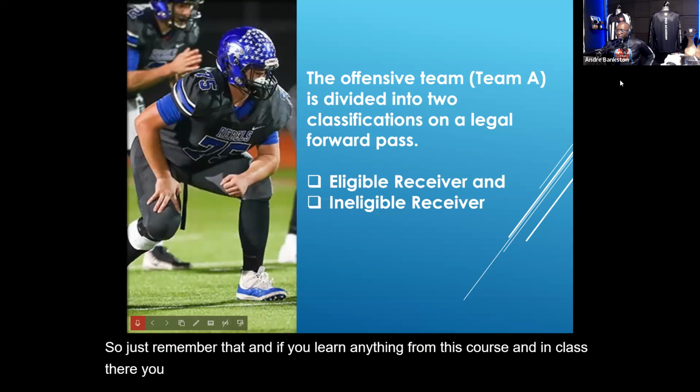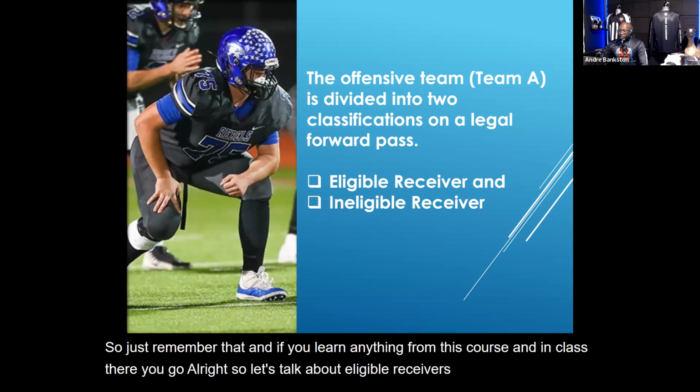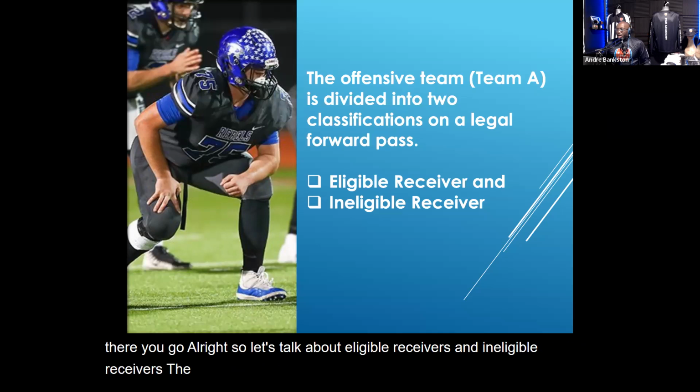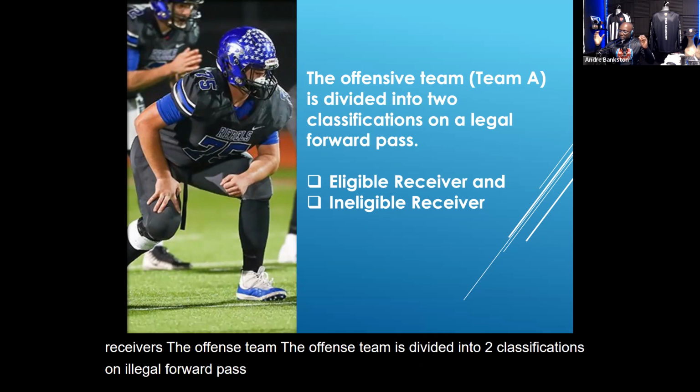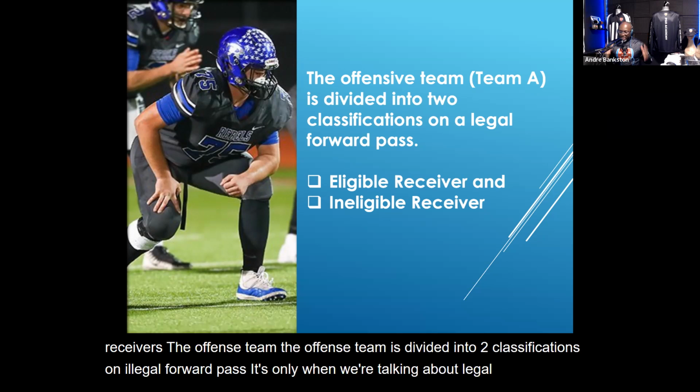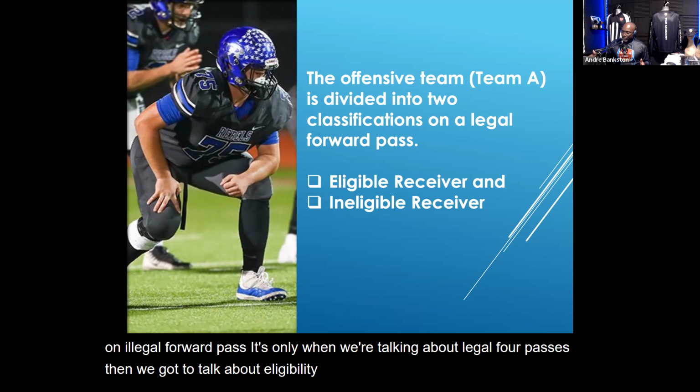All right. So let's talk about eligible receivers and ineligible receivers. The offense team is divided into 2 classifications on a legal forward pass. It's only when we're talking about legal forward passes that we have to talk about eligibility and ineligibility on the offense.